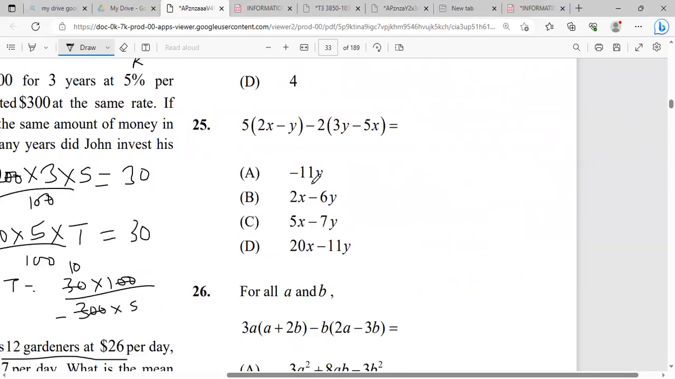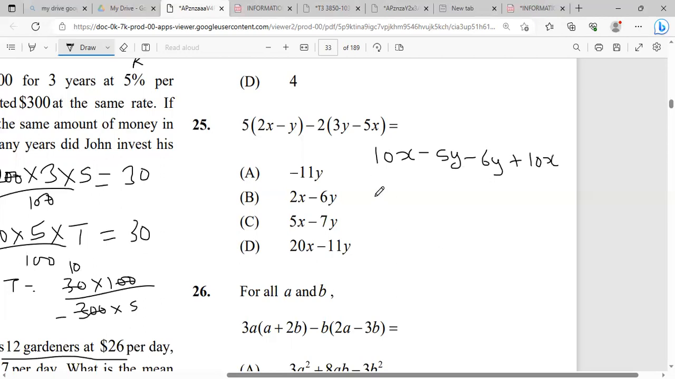All right, 5 bracket that, so 5 times 2 is 10. 5 times that, negative 5y. Negative times that, negative 6y. And negative times a negative, that's positive. And then you have 10x, 2 times 5, 10.